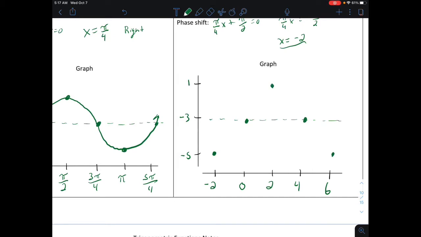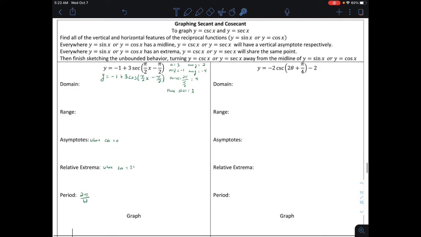And then we want to sketch that, making sure we keep the behavior of the function the best we can. So I have to show my curvatures around my points, and cosine will continue on. So there's our graph.